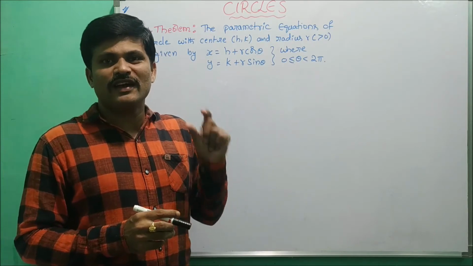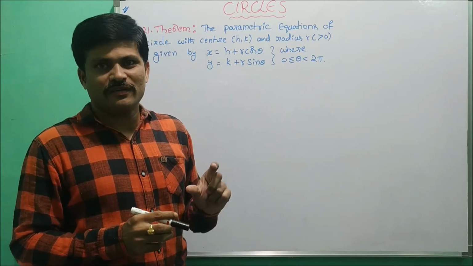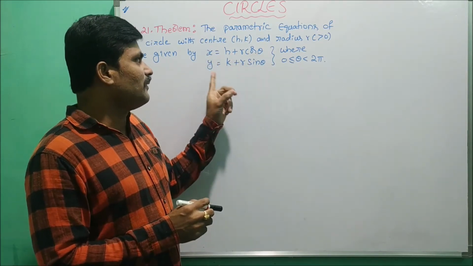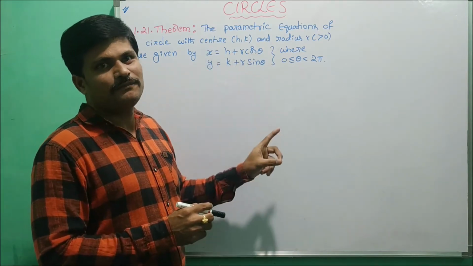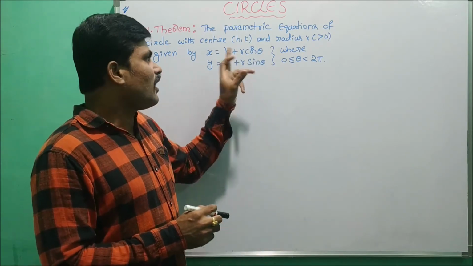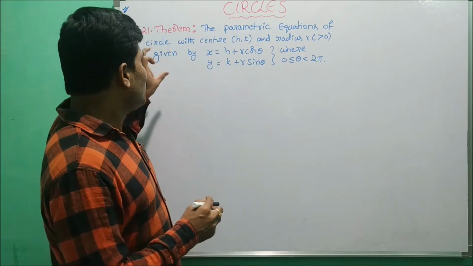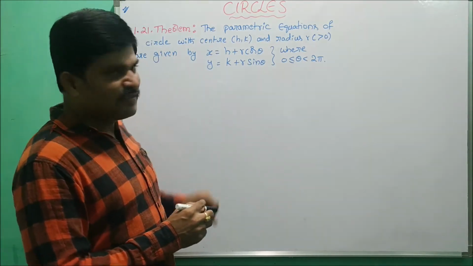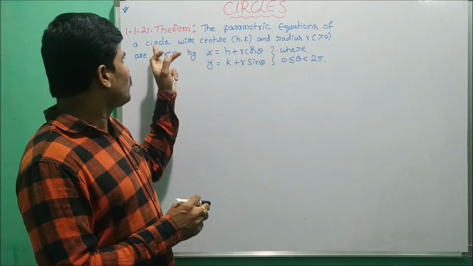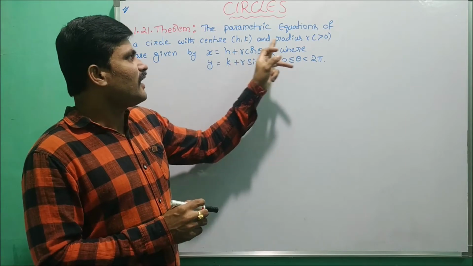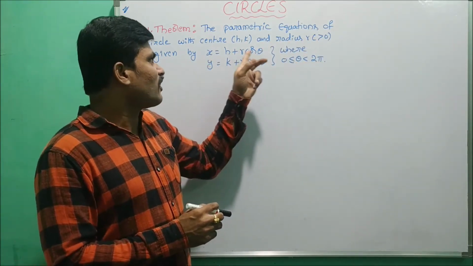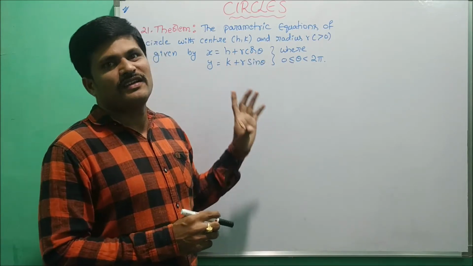Given a circle, we have to find its parametric equations. The parametric equations are x equal to h plus r cos theta, y equal to k plus r sin theta. Here (h, k) is the center of the circle and r is the radius. So we have to prove this theorem. The theorem statement is: the parametric equations of the circle with center (h, k) and radius r, which is always positive, are given by x equal to h plus r cos theta, y equal to k plus r sin theta.